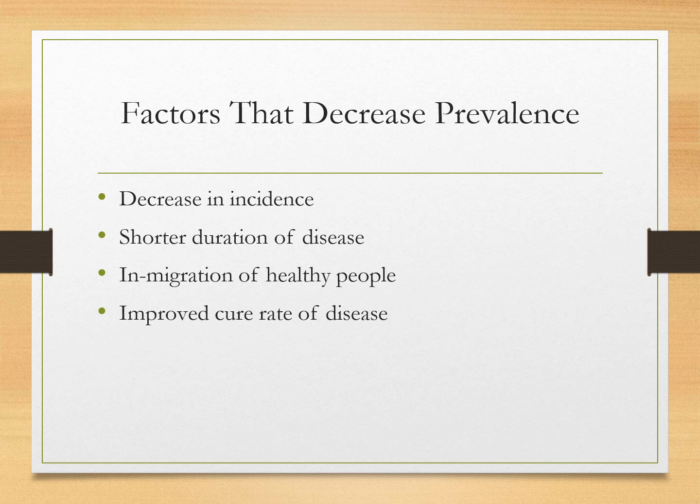Several factors contribute to a decrease in disease prevalence. These include a decline in incidence, meaning fewer new cases occur within the population. A shorter duration of the disease also reduces prevalence as individuals recover or are no longer counted as cases more quickly. Additionally, the in-migration of healthy individuals into the population decreases the proportion of affected individuals. Finally, an improved cure rate ensures more people recover from the disease, further lowering its prevalence.